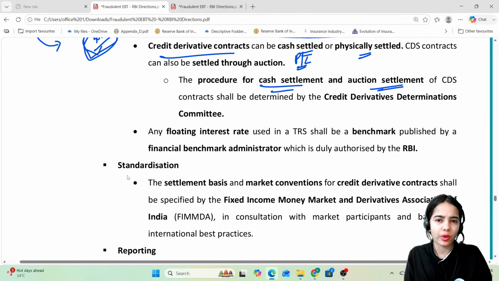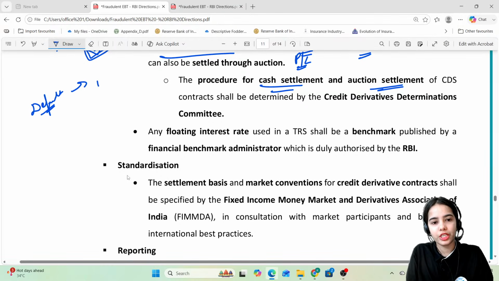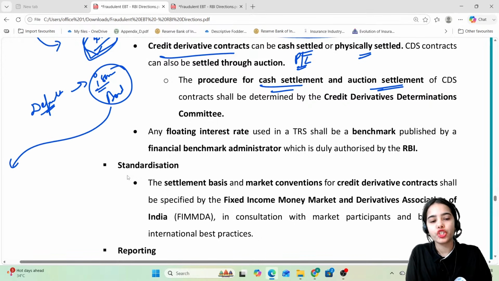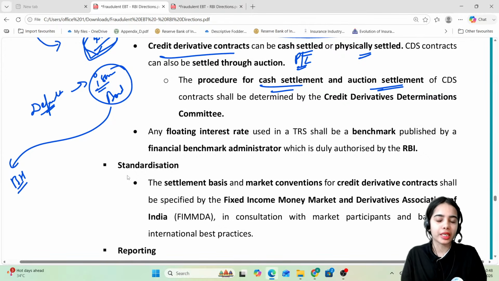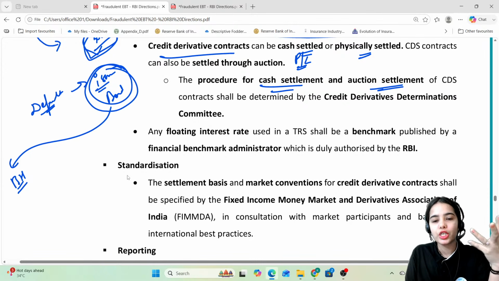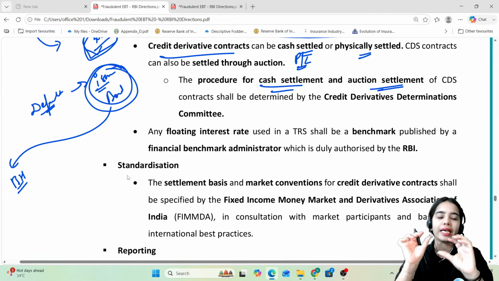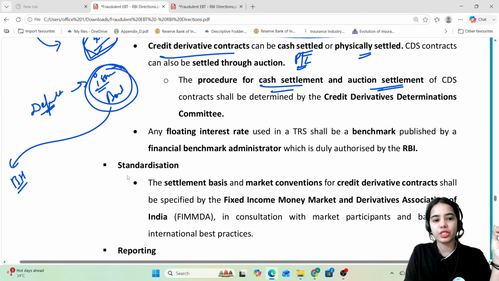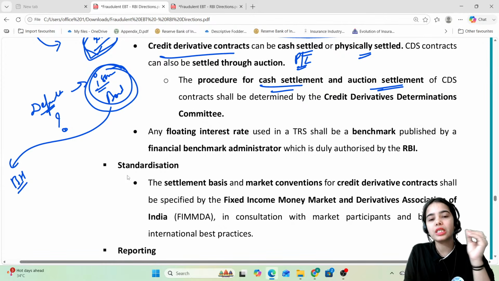So auction settlement can also happen where, let's say, the default has happened by the issuer, the bond issuer. Now how much money should be given to the bondholder? It depends upon the current market conditions, as well as how much default will actually happen, how much money can be retrieved from this bond issuer. So the auction settlement is basically that the conditions will say how much default has happened after taking into account how much the bond issuer can pay.